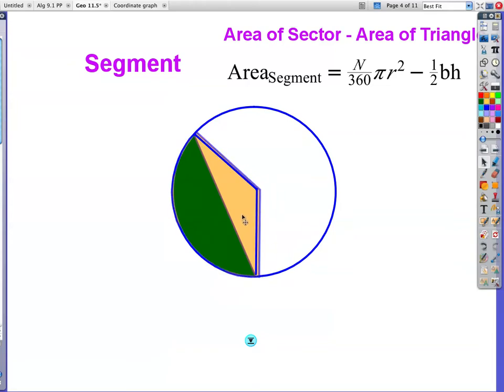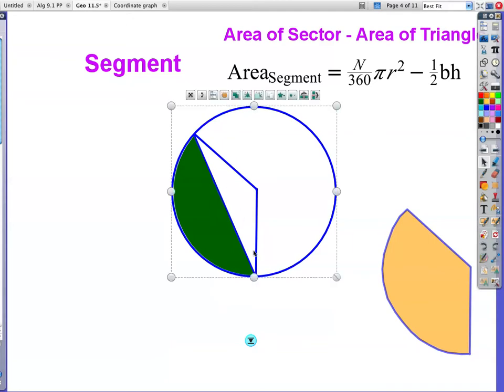A segment is a little more involved. Here is my sector, and this part right here is your triangle. You're going to subtract out your triangle. What's left is the segment.